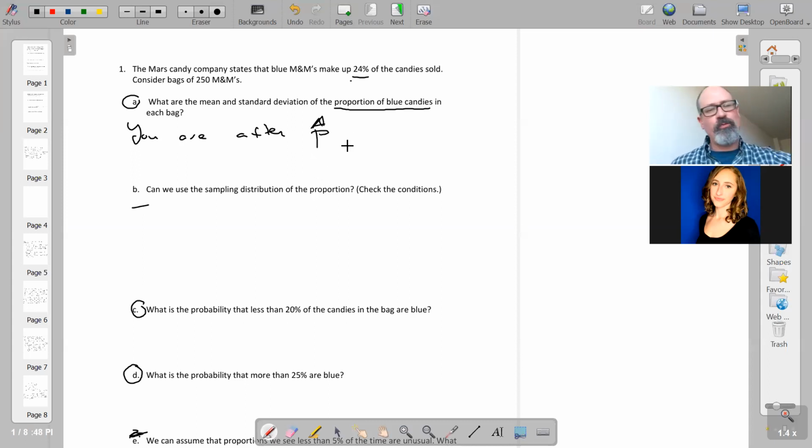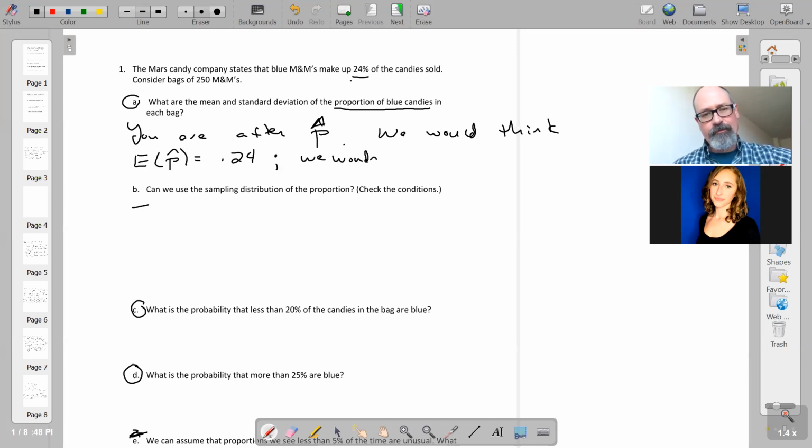So, if the conditions are satisfied, which we'll probably talk about in just a second, I need to use certain notation here, so I might as well use it now. We would think that the mean for P hat is 0.24, and that the standard deviation of P hat is the square root of 0.24 times 0.76, divided by the sample size. Remember in this problem, I am treating each bag as though it is a random sample of 250 M&Ms. So I get something like this.